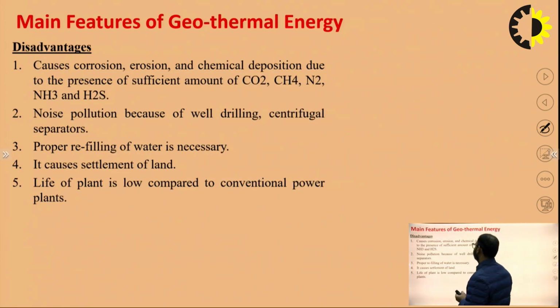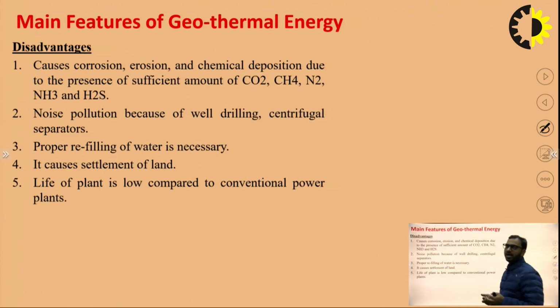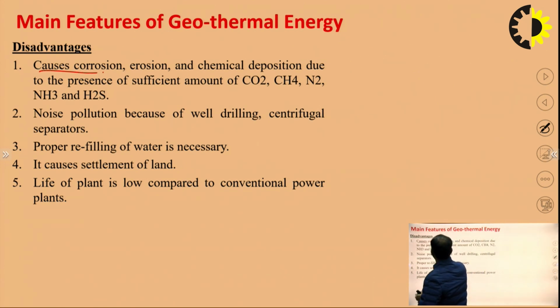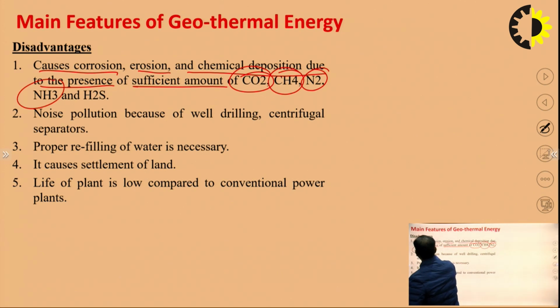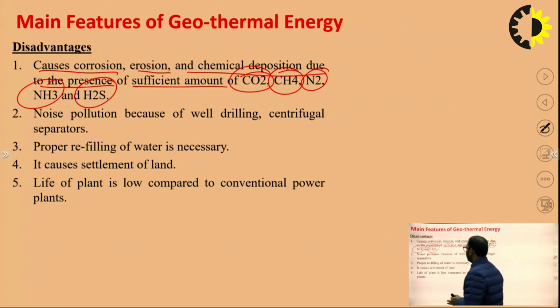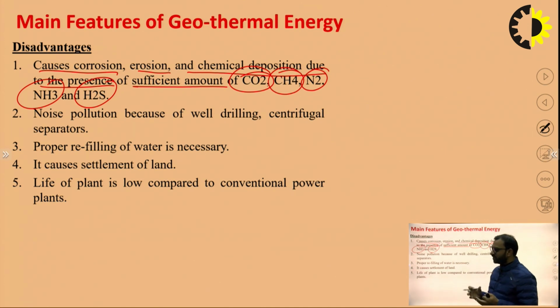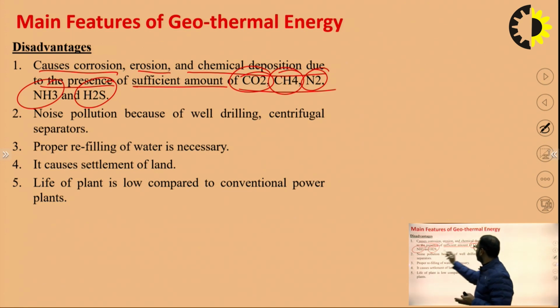Then what are the disadvantages of geothermal energy? The first disadvantage is that it causes corrosion, erosion and chemical deposition due to the presence of a sufficient amount of carbon dioxide, methane, nitrogen, ammonia and hydrogen sulfide. So this energy produces corrosion, erosion and chemical deposition due to the presence of these.